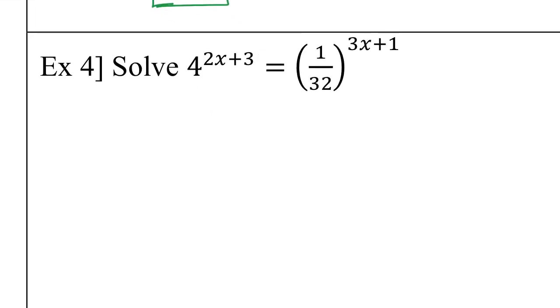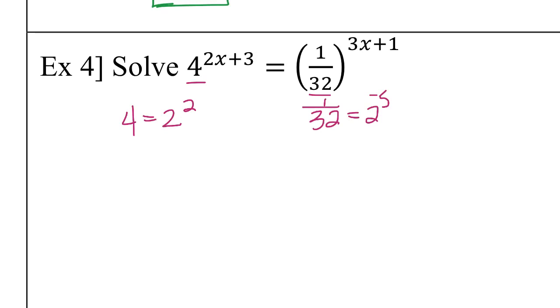Example 2. Solve 4 to the 2x plus 3 equals 1 over 32 to the 3x plus 1. So the two numbers I'm working with, 4 and 32, I know those are both powers of 2. 4 is the easy one. I know that 4 is equal to 2 squared. 32, I know is 2 to the 5th. But I don't just have 32, I have 1 over 32. Well, that means I need to make this 5 a negative, since it's a fraction. That's what negative exponents do: they knock that base down to the bottom of a fraction.